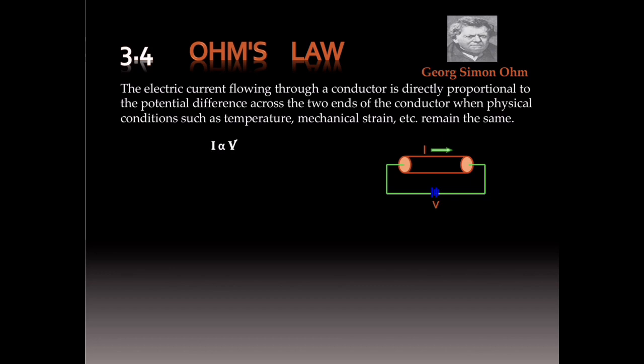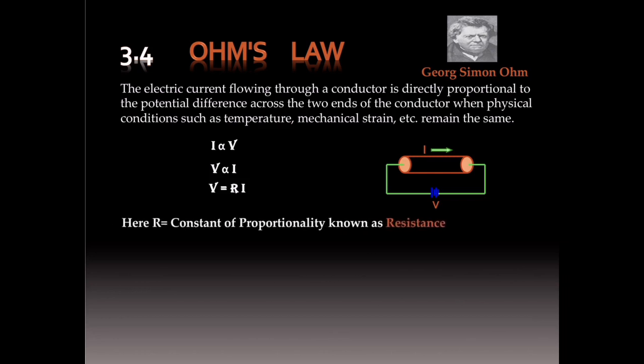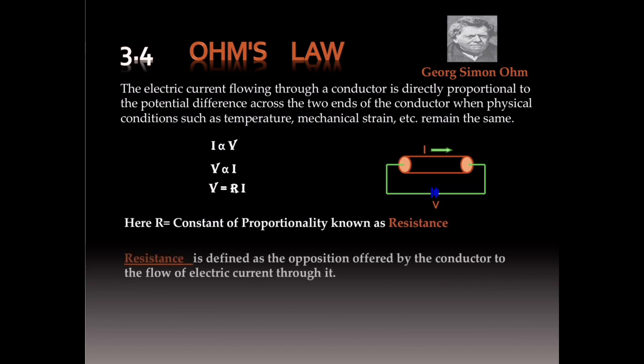Now we can define the statement: the electric current flowing through a conductor is directly proportional to the potential difference across the two ends of the conductor when physical conditions such as temperature, mechanical strength, etc. remain constant. We can write V is proportional to I, or I proportional to V. When we remove this sign of proportionality, we apply one constant, R, known as resistance. Resistance, as the name implies, is the opposition offered by the conductor to the flow of electric current through it.